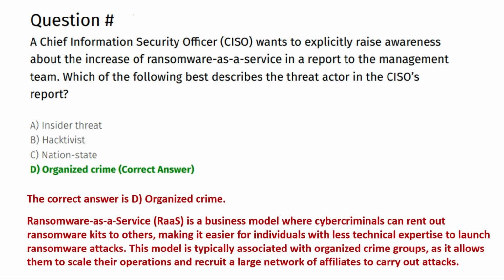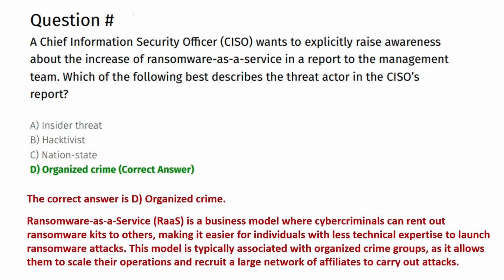Next question is, a chief information security officer wants to explicitly raise awareness about the increase of ransomware as a service in a report to the management team. So which of the following best describes the threat actor in the CISO's report? Option A is insider threat, option B is hacktivist, option C nation state, option D organized crime. And the correct answer for this question is option D, organized crime. So let's check the explanation.